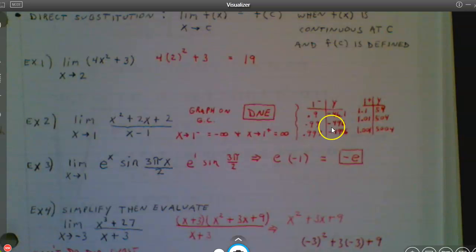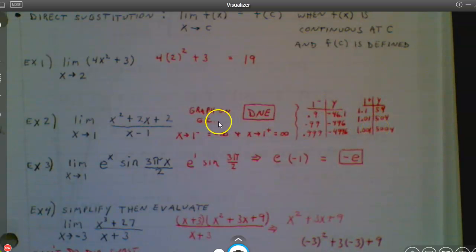So you can see that this is technically approaching negative infinity because I'm just getting bigger and bigger negative values. If you approach 1 from the right, so 1.1, 1.01, 1.001, now I'm getting closer and closer to a value of 1 from the right side. You can see these are just getting bigger and bigger, so these are approaching positive infinity. Since I'm approaching negative infinity from one side and positive infinity from the other, this would just be a limit that does not exist. So we could figure that out from making a table.